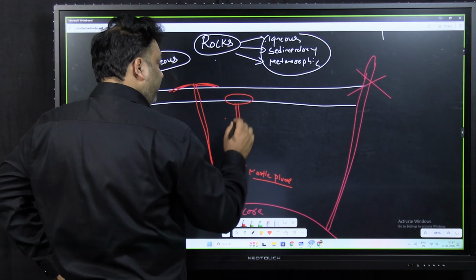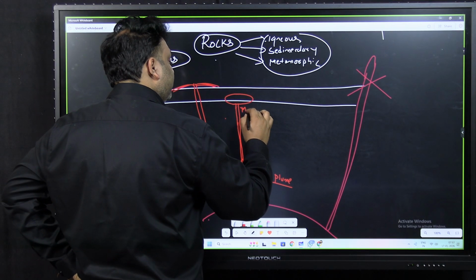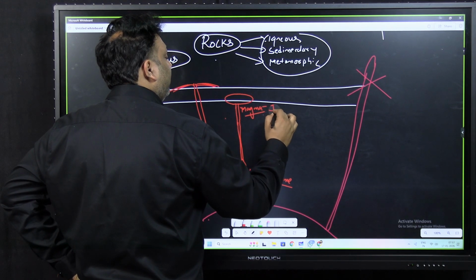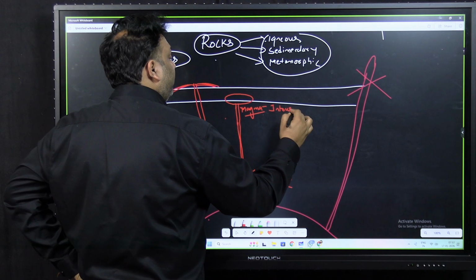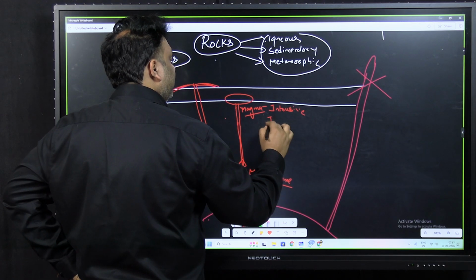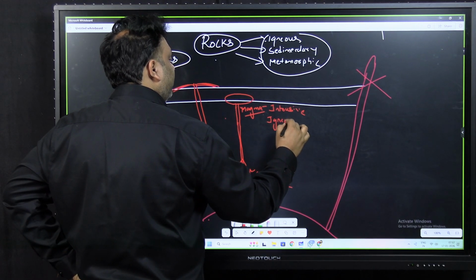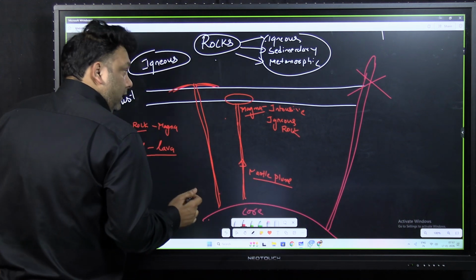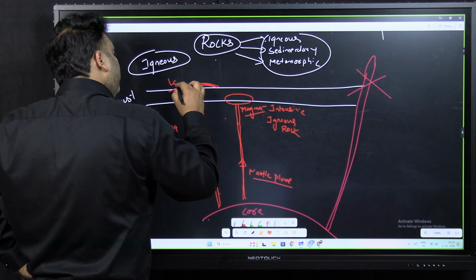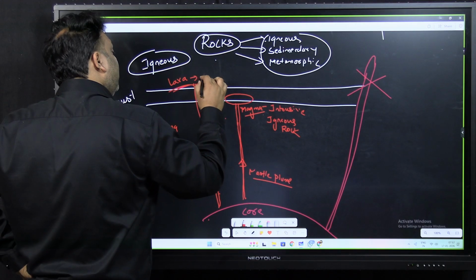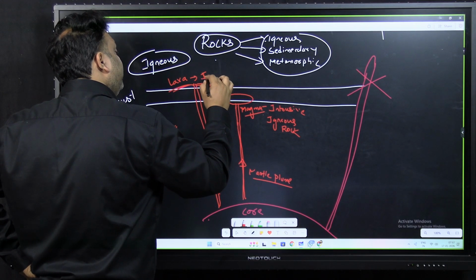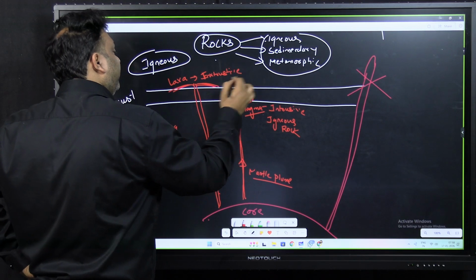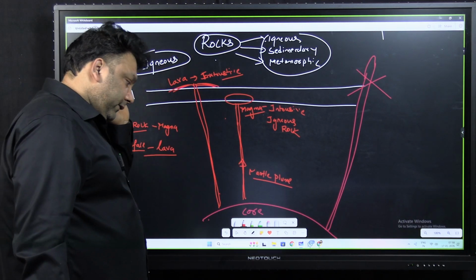Now, if this magma is solidified here, it will form the intrusive igneous rocks. Intrusive igneous rock. Now, if this magma has an expression of lava, it will be forming extrusive igneous rock. Extrusive and intrusive. Now, what is the major difference between these two?